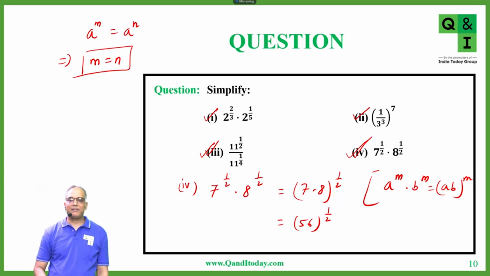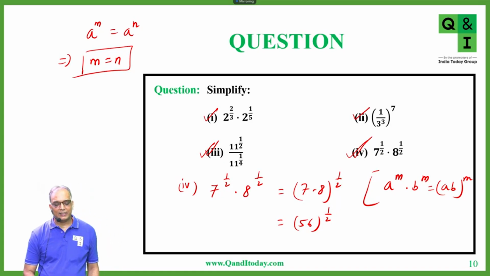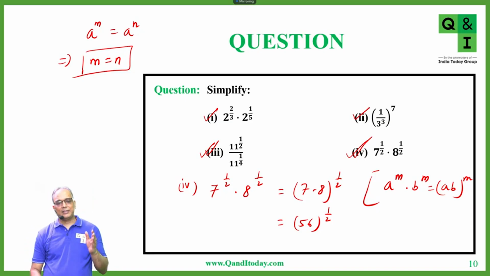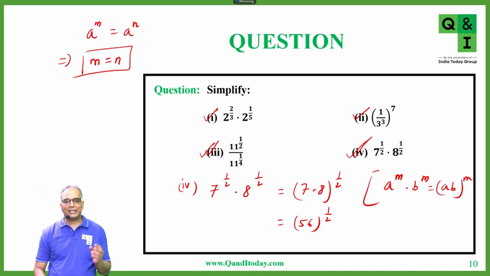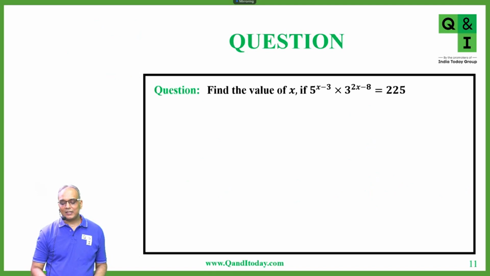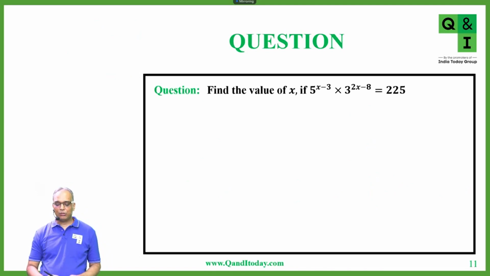If a to the power m is equal to a to the power n, since the bases are same, the power will also have to be same, and that's why we are equating the power m equal to n. So in the next question, next part, we'll use this particular concept.